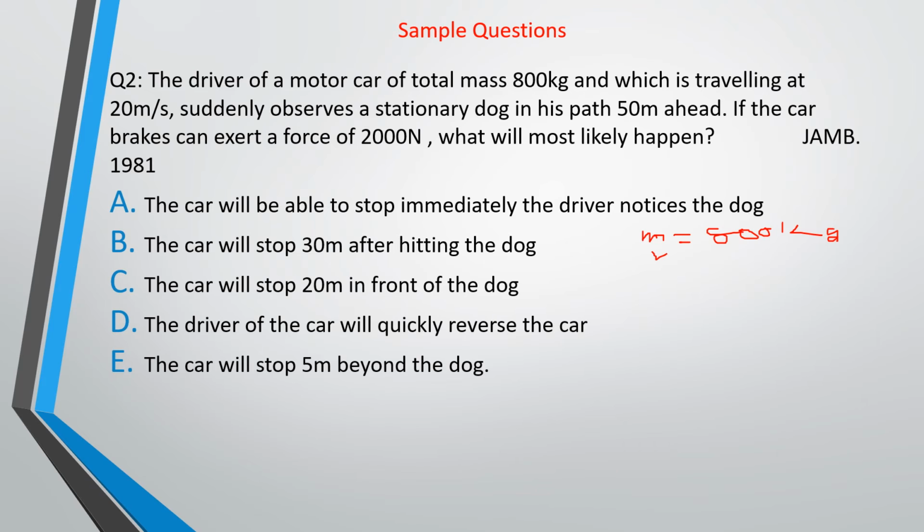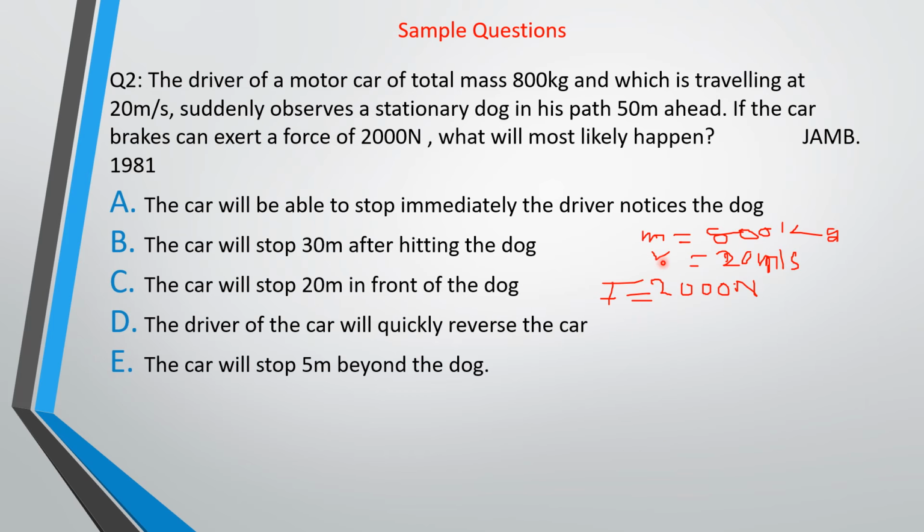The speed is given to us to be 20 meters per second. Then the braking force of the car is 2000 Newton. That's the braking force of the car, 2000 Newton. So we'll be focusing on this information that is given to us to solve this problem. So what will most likely happen?